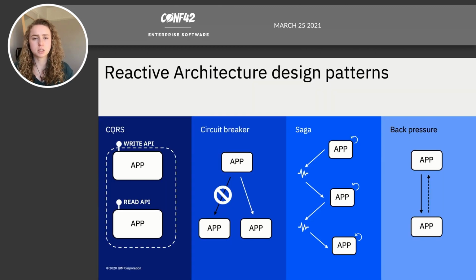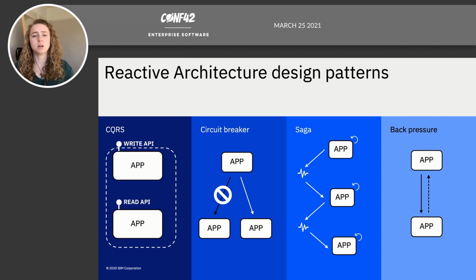So reactive architecture design patterns, there are many of them. We've just listed 4 here. It's not an extensive list. These are just 4 that we've come into contact with fairly regularly when looking at reactive applications. So we've got here CQRS, which stands for Command Query Responsibility Segregation. That's essentially all about splitting out the read and the write APIs so that we can have really high availability of the data within our application.